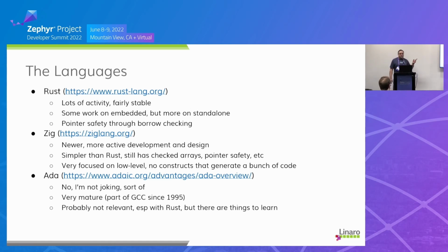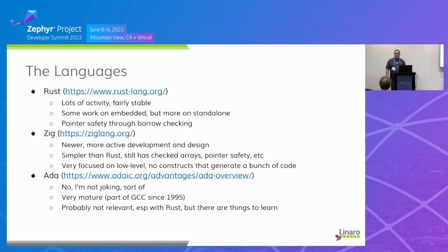The second language, the one you probably didn't know about, is Zig. It's newer. It's not at 1.0 yet, so it's still changing. It's a bit simpler than Rust. Still has checked arrays and pointer safety. But the reason I found it interesting is because they have a bit lower level of a focus than Rust. They're really kind of targeting being a C-like language, but fixing some of these things.